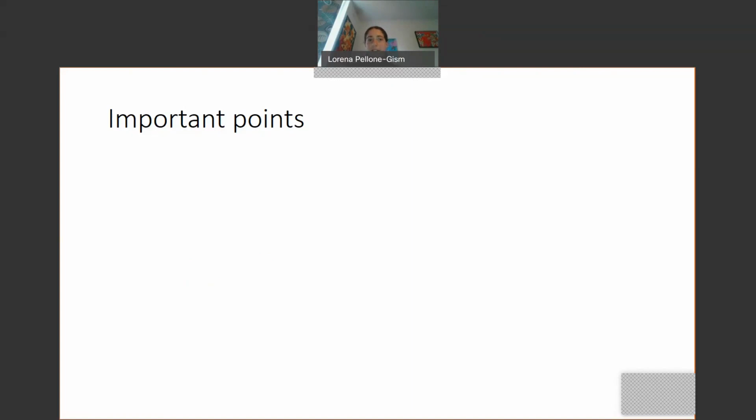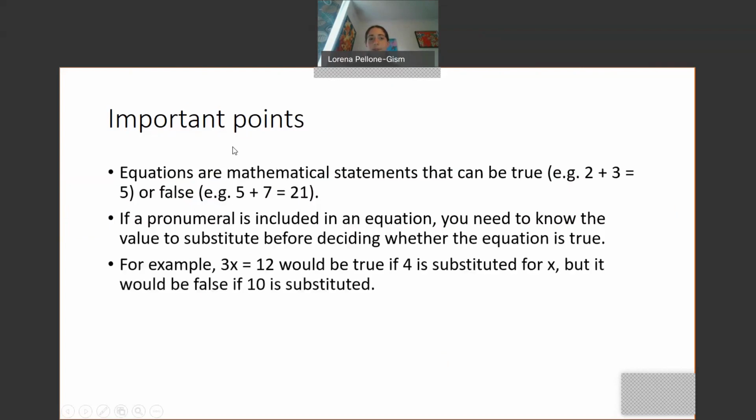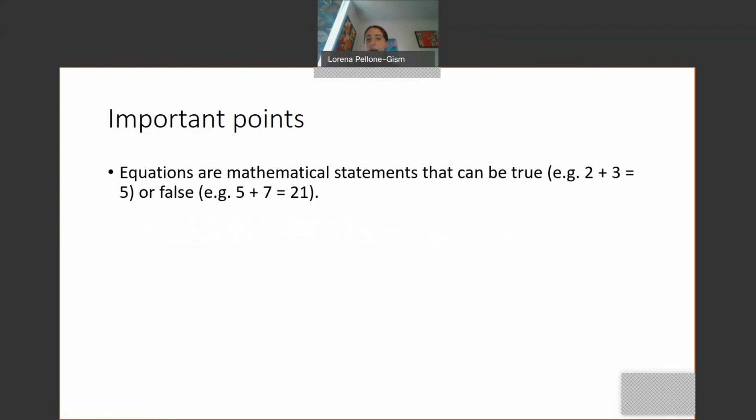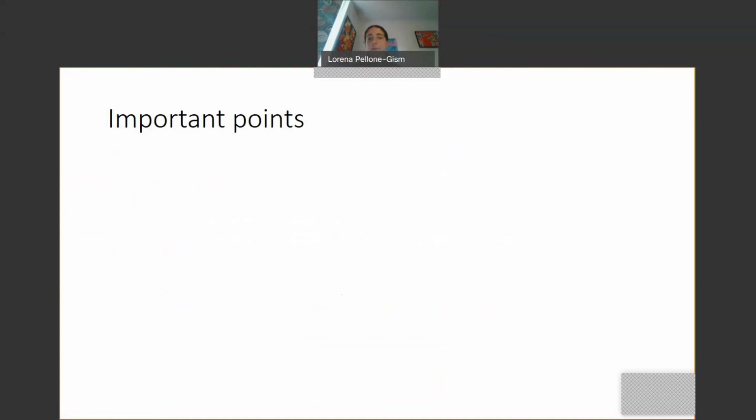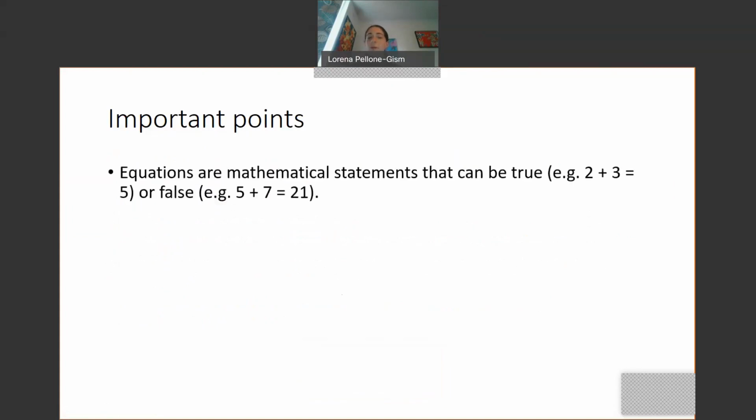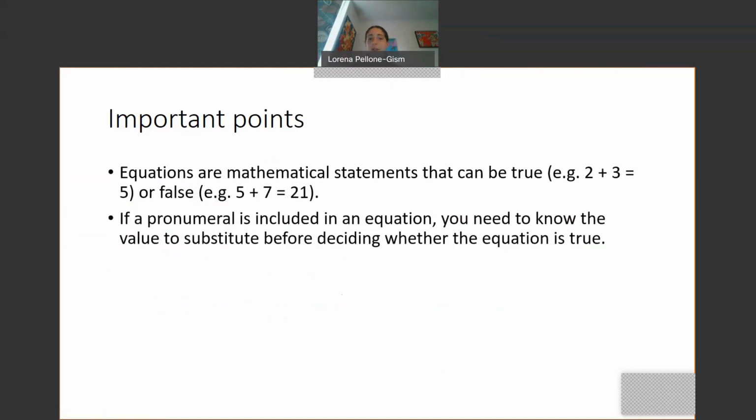Some important ideas. First of all, equations are mathematical statements. They can either be true or false. So for example, 2 plus 3 equals 5 is an equation that is true, whereas 5 plus 7 equals 21, that's false. If we have letters, so pronumerals in the equation, you'll first need to substitute it for a value to work out whether the equation is true.